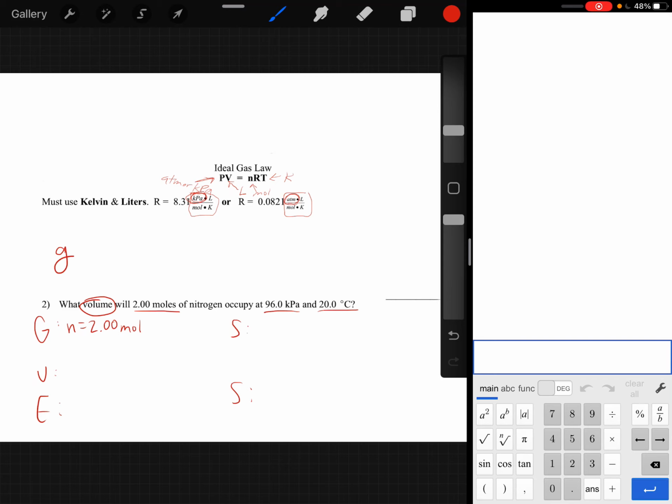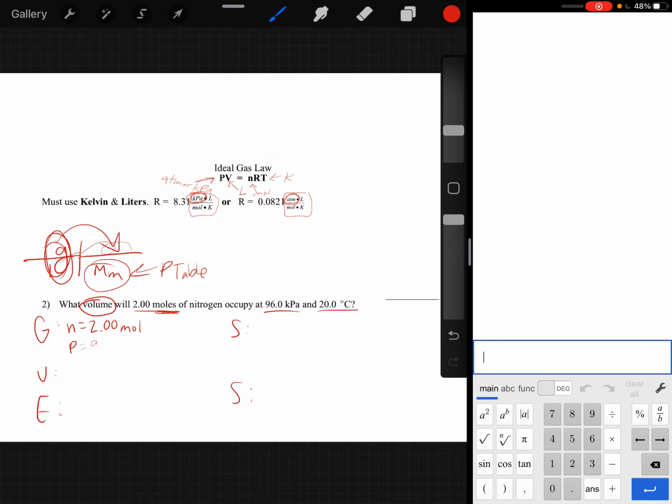Sometimes you'll be given problems where they give you grams of something. And the way that you need to be able to use this for N is you have to do a one-step stoich problem using the molar mass down here. And you find the molar mass using the periodic table. But in this case, we were given moles straight up, so we don't need to do that little extra step here. So only if you're given grams do you have to divide by the molar mass.